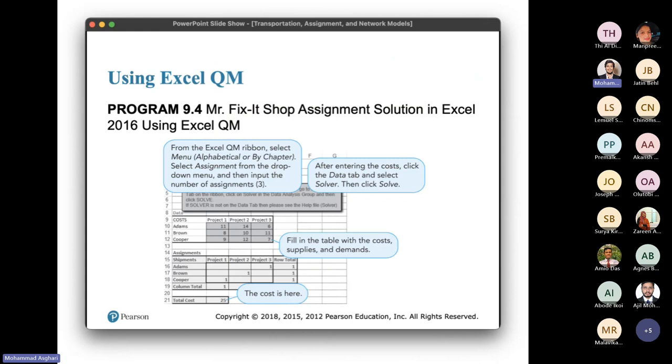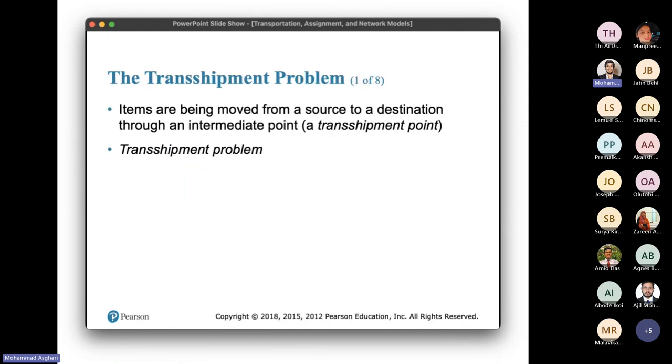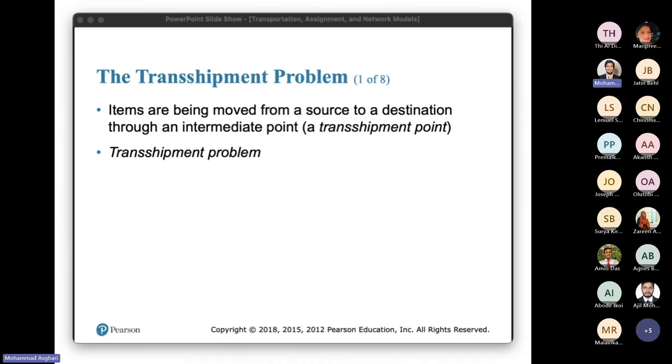And this is the Excel file that you can use in order to solve the problem. And definitely, you need some information. You can use any other software. And the last type of problem that we are covering is the transshipment problem.